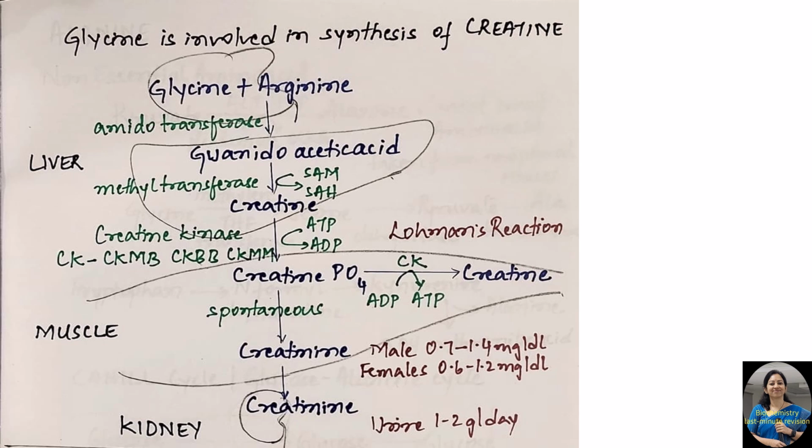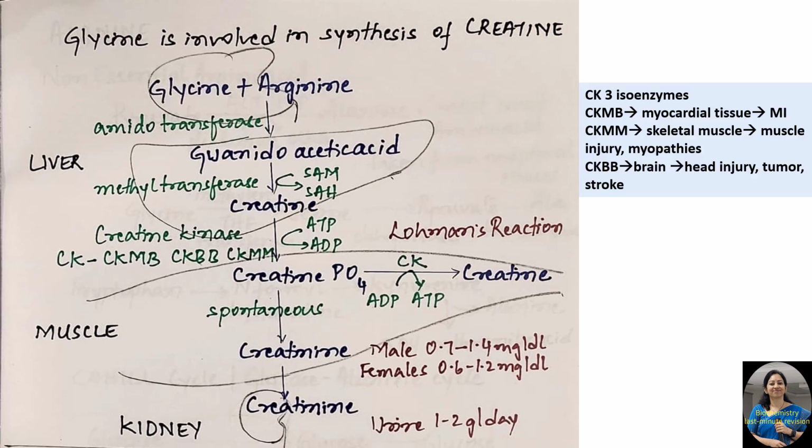It reaches the skeletal muscle, cardiac muscle, and the smooth muscle, where it is phosphorylated by creatine kinase enzyme to form creatine phosphate. Now this creatine kinase is an isoenzyme, and it has 3 isoforms. These include CKMB, which is present in cardiac muscle, CKBB, which is present in brain, and CKMM, which is present in skeletal muscle. This requires energy from ATP hydrolysis, and the phosphate group is incorporated to form creatine phosphate.